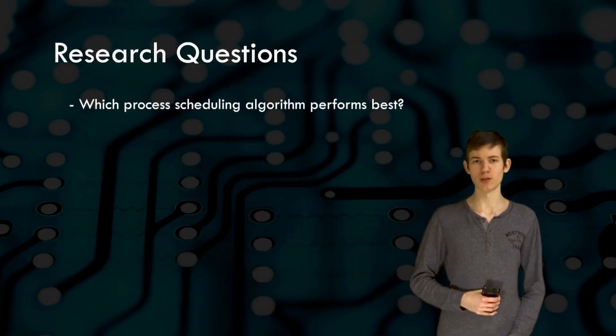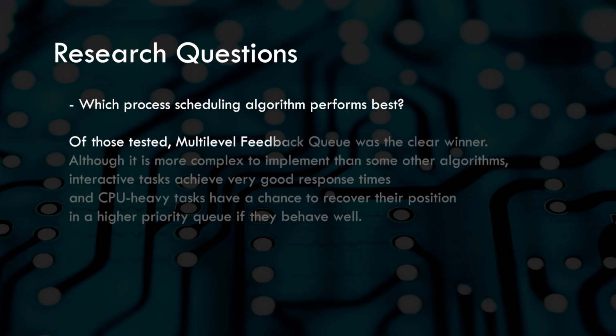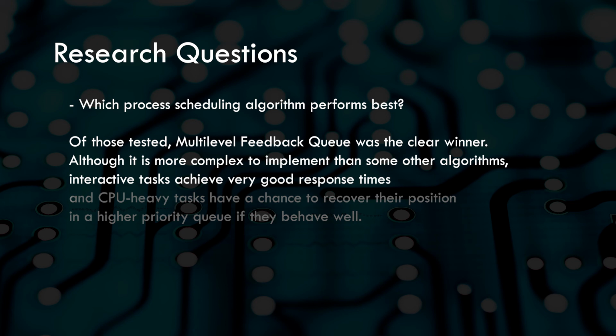So let's answer the third research question. Which process scheduling algorithm performs best? Of those tested, multi-level feedback queue was the clear winner. Although it is more complex to implement than some other algorithms, interactive tasks achieve very good response times, and CPU-heavy tasks have a chance to recover their position in a higher priority queue if they behave well.